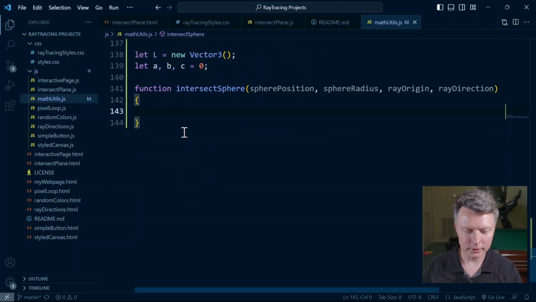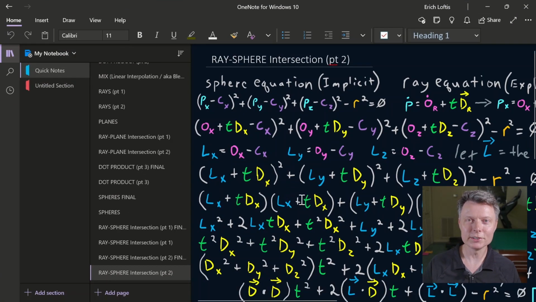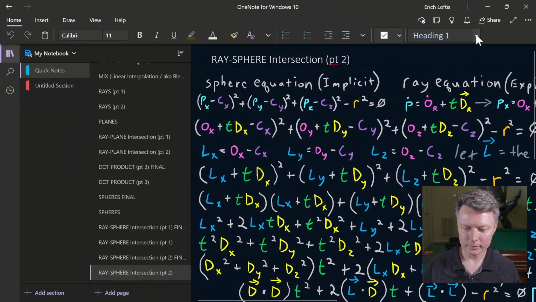So I'm going to scroll up a little bit. The thing we want to do first, going back to our math page here, is we need to set the L vector to the O vector and then subtract off the C vector. This OX belongs to this O vector here, so it's the ray origin, and then the sphere position or the center point. So let's set L to the ray origin first. We'll just copy it, and then we'll subtract off the sphere position or the center of the sphere. So let's try that now.